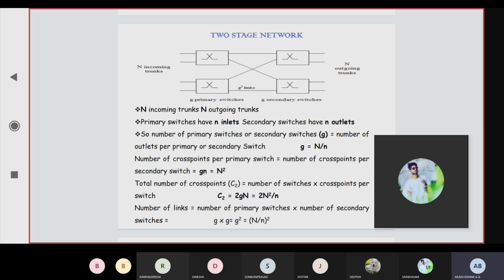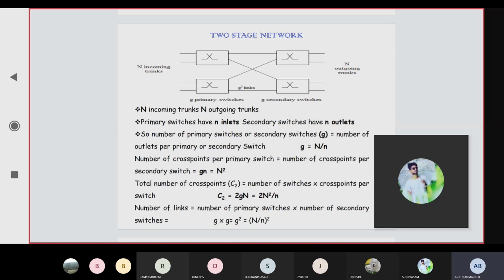In the previous class also some cross matrix also we are discussing. Suppose we have n incoming and n outgoing trunks. Suppose n is nothing but you take 10, total cross point will be 100. Only 10% of cross points are used in the particular network structure.